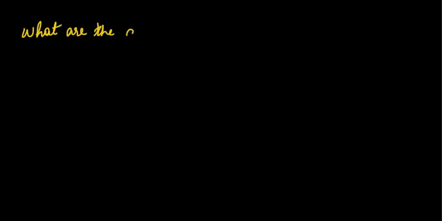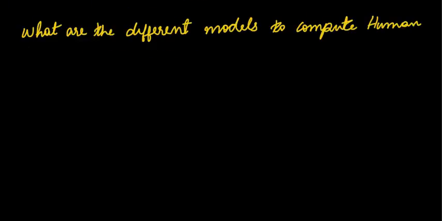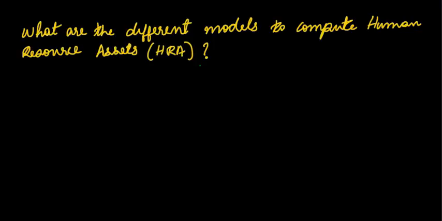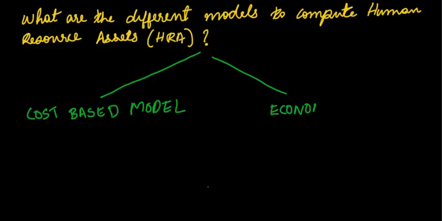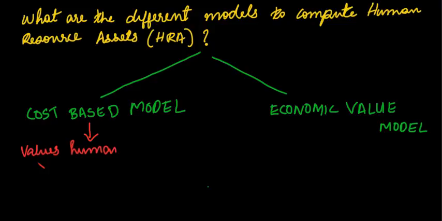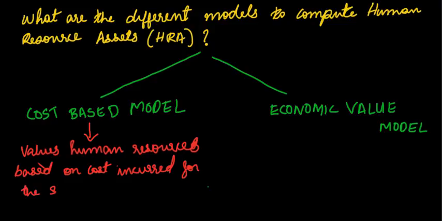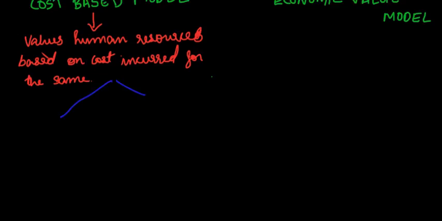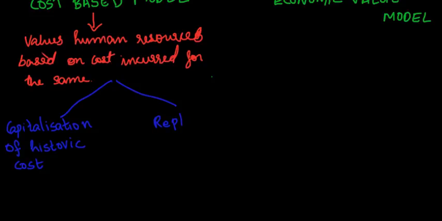What are the different theories or models suggested till now for reporting human resource assets? There are two headings under which all the theories spoken till now are classified. First one is cost-based models and second one is economic value models. Cost-based models are those theories which value the human resources based on the cost incurred for the same. Example, training cost, recruitment cost, rent allowance, etc. There are two models within cost-based model, which are capitalization of historic cost and replacement cost.